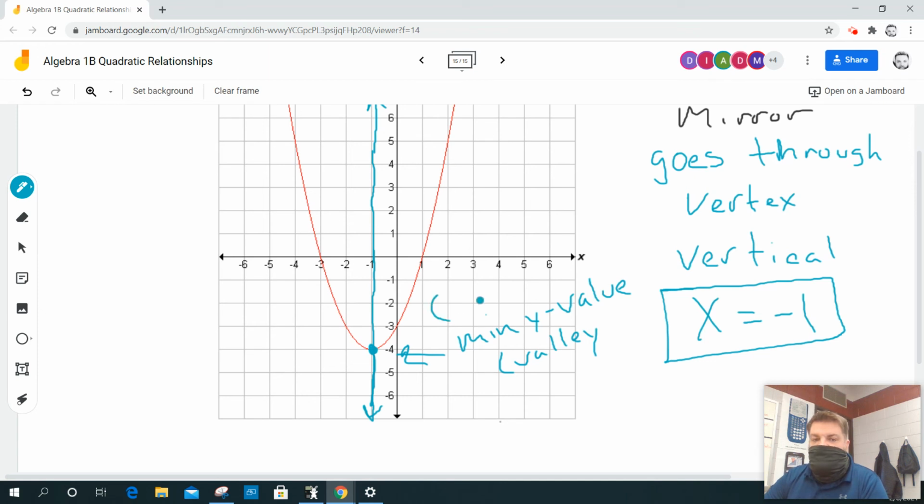So what we do is we look for the vertex. In this particular case, it's -1, -4, where my x is the line of symmetry, and my y value is the minimum y value. Okay? That's it.